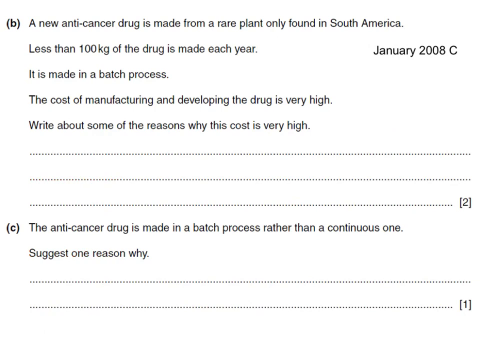Here's a past paper question. A new anti-cancer drug is made from a rare plant only found in South America. Less than 100 kilograms of the drug is made each year. It's made in a batch process. The cost of manufacturing and developing this drug is very high. Write about some of the reasons why the cost is very high.